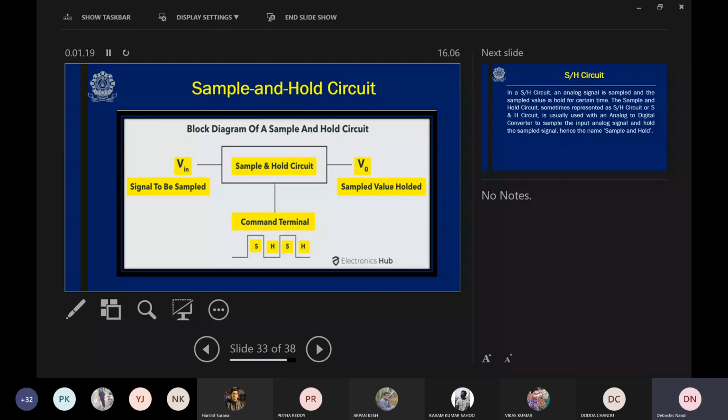And I told you that the Nyquist criteria is Fs greater than or equal to twice W. This is the Nyquist criteria which should be satisfied for faithful reconstruction of the original signal from its sampled version. Here, W is the bandwidth of the input signal, meaning the bandwidth of the actual analog input signal. And Fs is the sampling frequency.